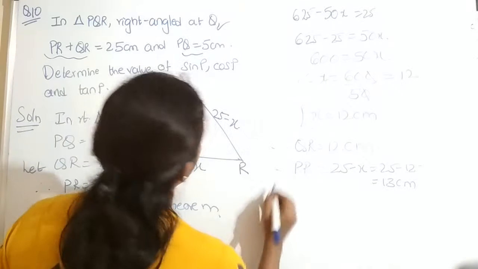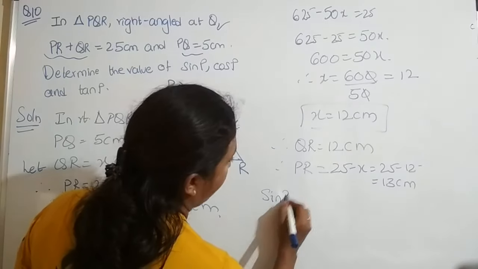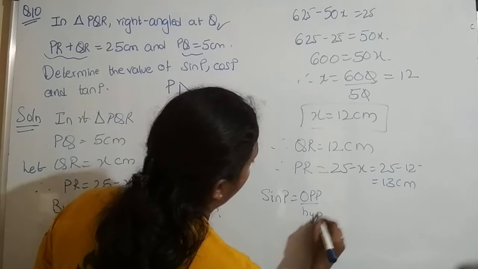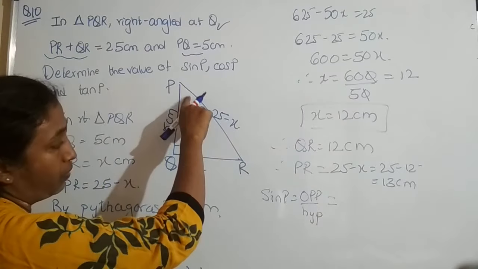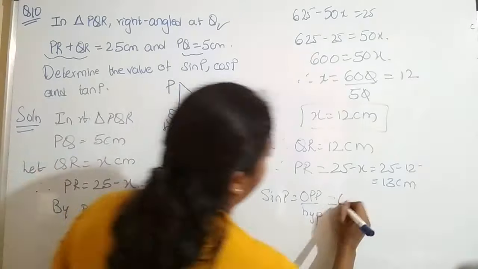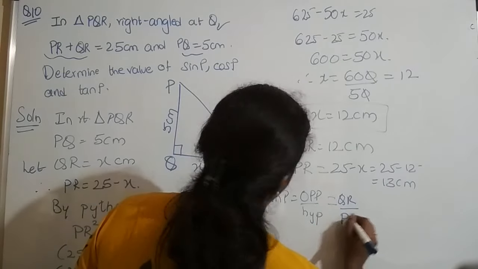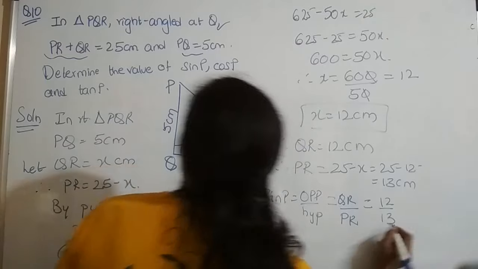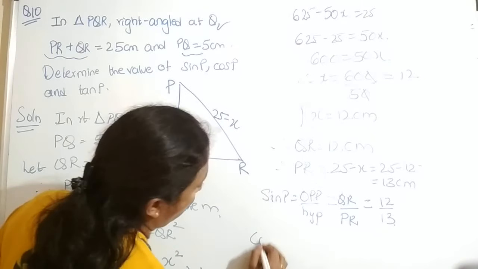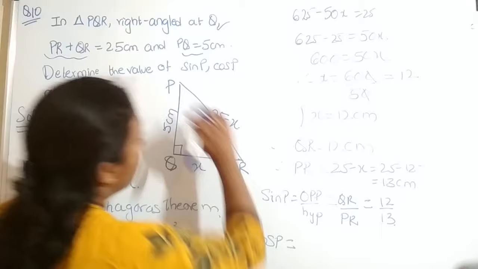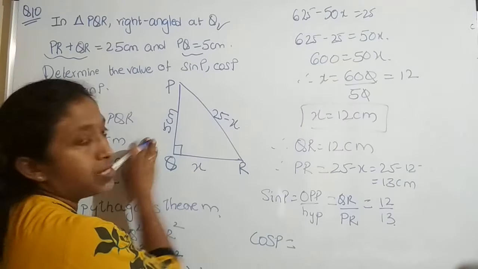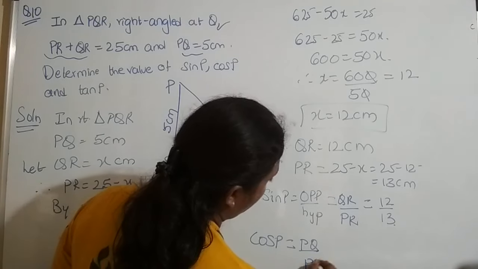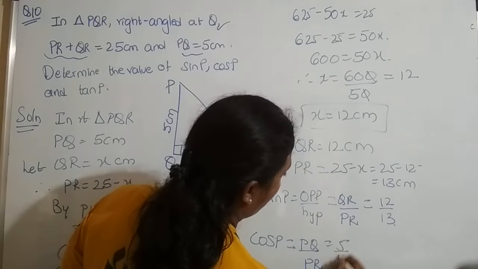Right? So here they are asking sin P. Sin P is nothing but opposite upon hypotenuse. The opposite side with respect to P is QR, so that is QR upon PR. Just now we found QR, so that is 12 upon 13. Next they are asking cos P. The cos formula is adjacent upon hypotenuse. So we have PQ, adjacent, upon hypotenuse PR. So we have 5 upon 13.